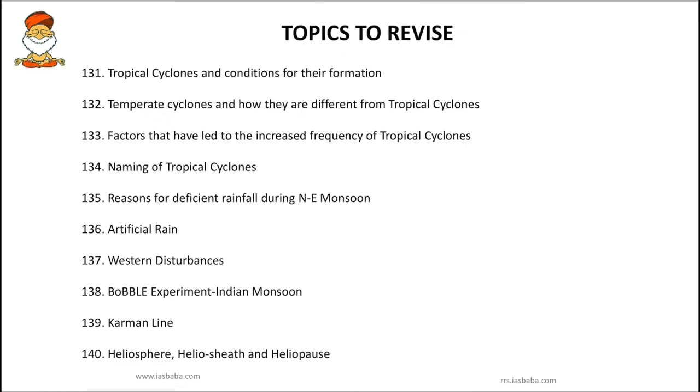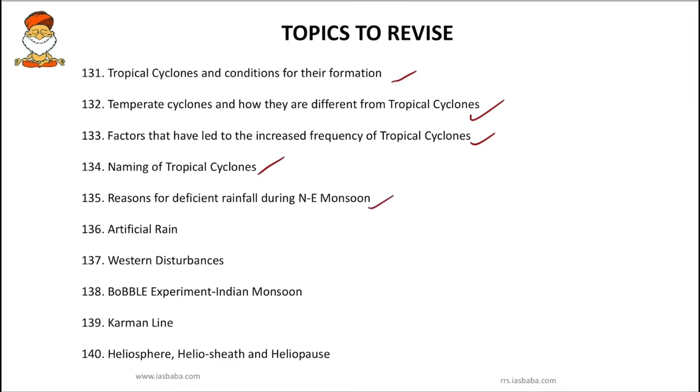So today again we will be dealing with climatology related articles. First one, tropical cyclones and conditions for their formation, and we'll try to understand temperate cyclones and what is the difference between tropical cyclones and temperate cyclones, and then factors that have led to increased frequency of tropical cyclones. So why there is increase in tropical cyclones, especially in both Bay of Bengal as well as Arabian Sea, and then we have naming of tropical cyclones and reasons for deficit rainfall during northeast monsoon.